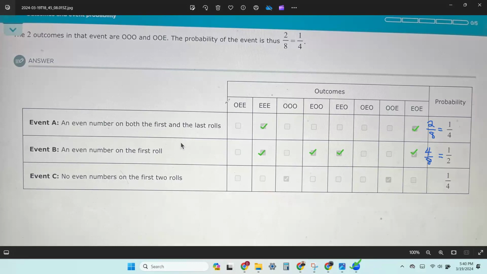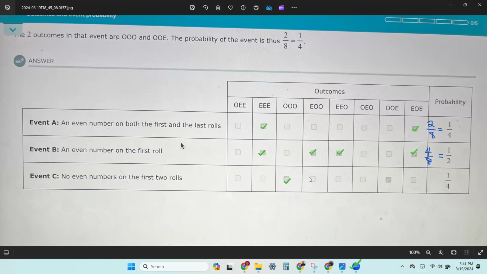No even numbers on the first 2 rolls. So no E. This one has an E on the second. This has an E on the first and second, so not that one. But here it's got odd, so that one is no even.